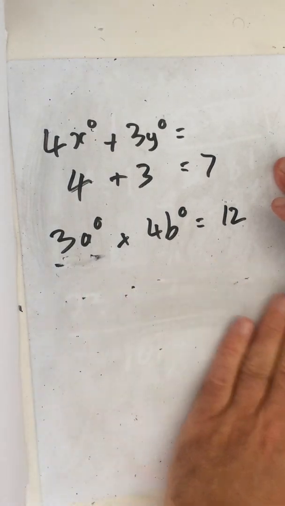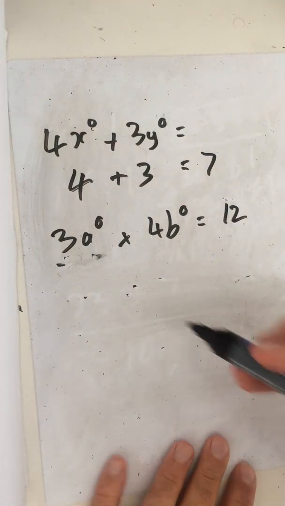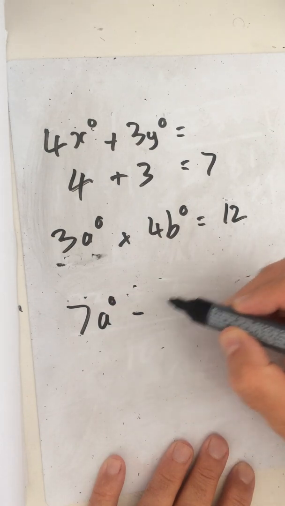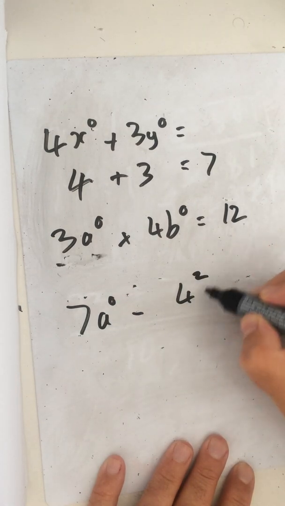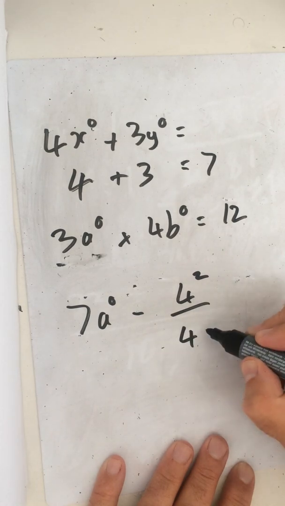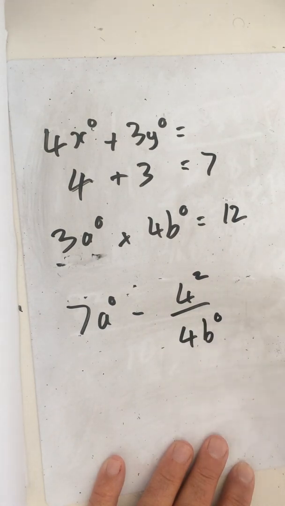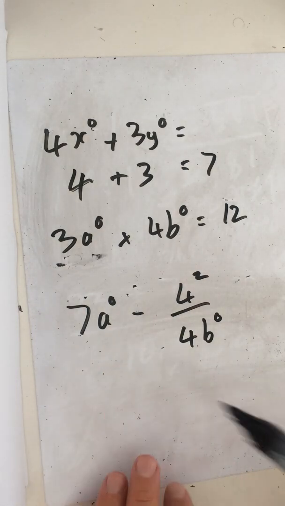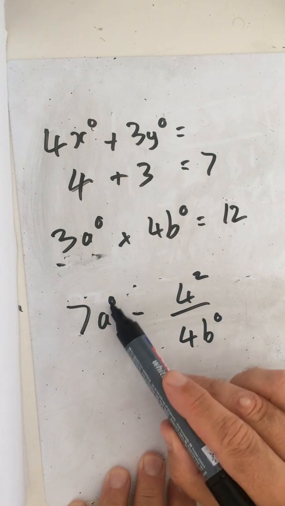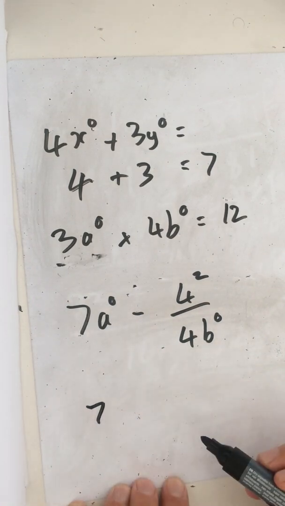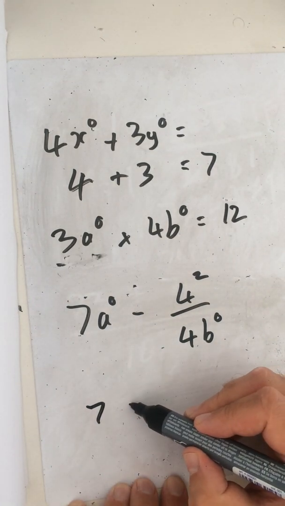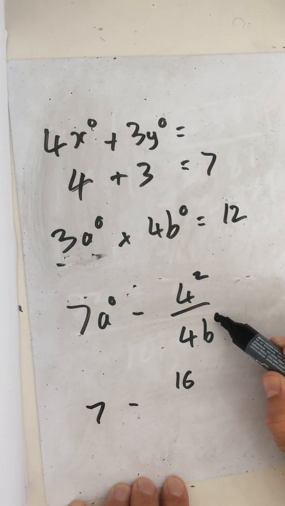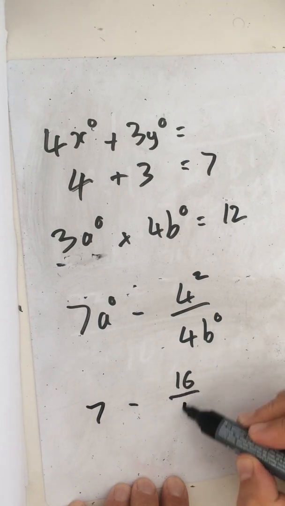And one more because they're pretty straightforward. 7. This is a little bit trickier. A to the power of 0 minus 4 squared over 4b to the power of 0. Okay, so again, BIDMAS tells us we do our indices first. So that's going to be 1. So that leaves us with 7. Okay, 7 take away 4 squared, which is equal to 16. B to the power of 0 is 1, so 4 times 1 is 4.